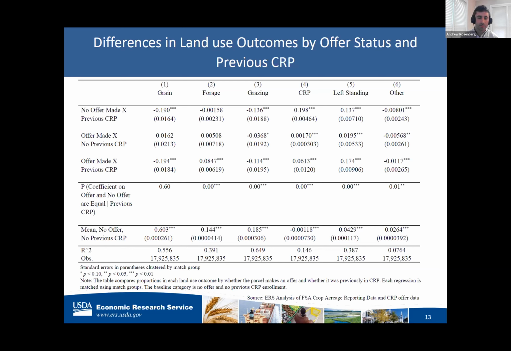And it doesn't have to do with, at least in our sample, it's consistent across people that made an offer and that did not, although it does appear to be a little larger for those that made an offer.